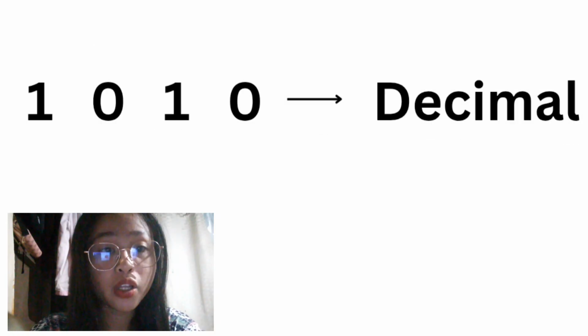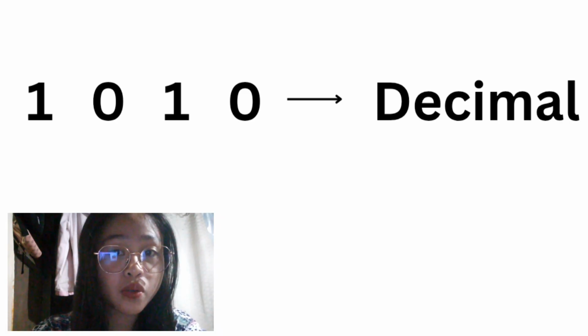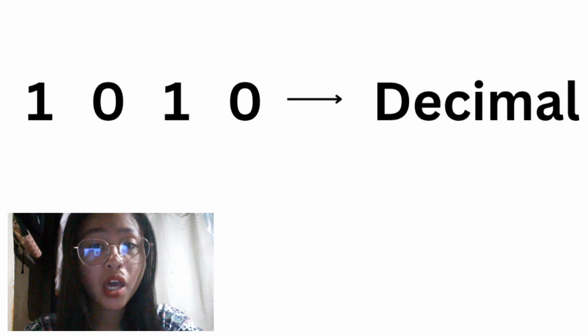Hello, I am Hyacinth D. Osejo, and today I will be talking about the conversion of binary to decimal number system. So, let's start with 1010. How can we convert these particular numbers, which is a base 2 system, into a decimal number?